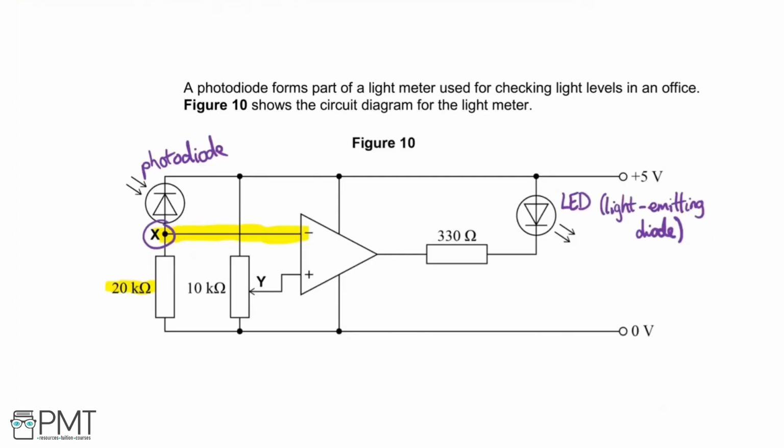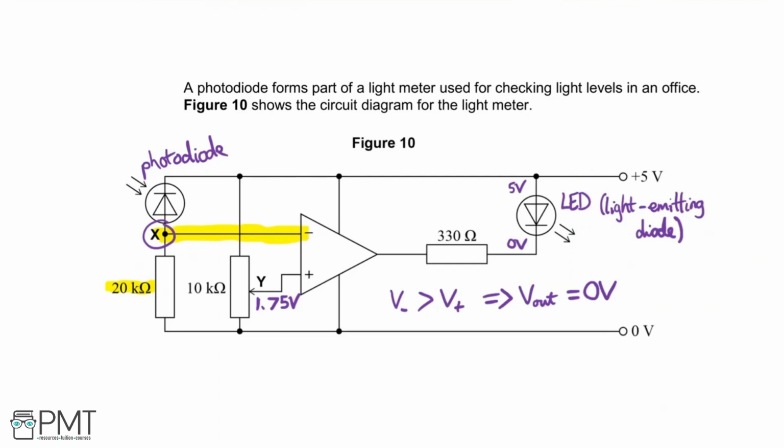So it states in the question that at point Y, the voltage is 1.75 volts. That will then mean that the voltage at the negative terminal is larger than the voltage at the positive terminal, which means that the output will have a voltage of 0 volts. Now looking at either side of the LED, we can see that we've got 5 volts on one side and 0 volts on the other. This potential difference is applied in the correct direction as well, so this LED will switch on.